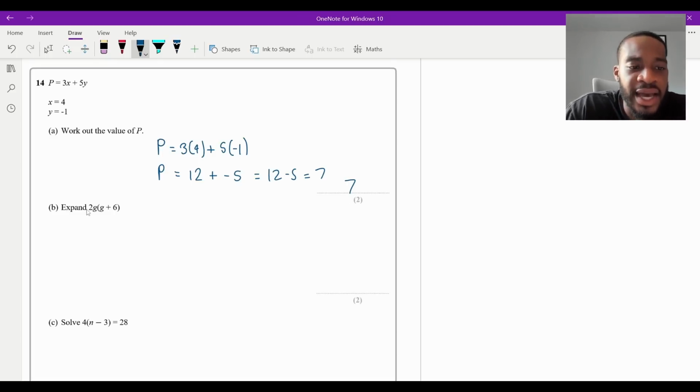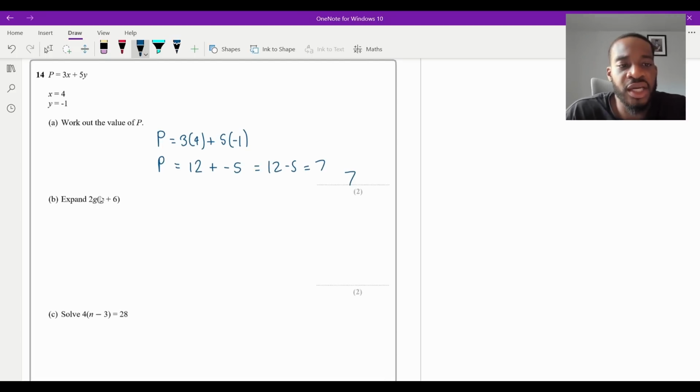Now the next one, expand 2g(g plus 6) for 2 marks. Okay, so whenever you expand, you're multiplying out the brackets. So I've got to do 2g times g, which is going to be 2g squared. And then I've got to do 2g times by 6, don't I? That's going to be 12g.